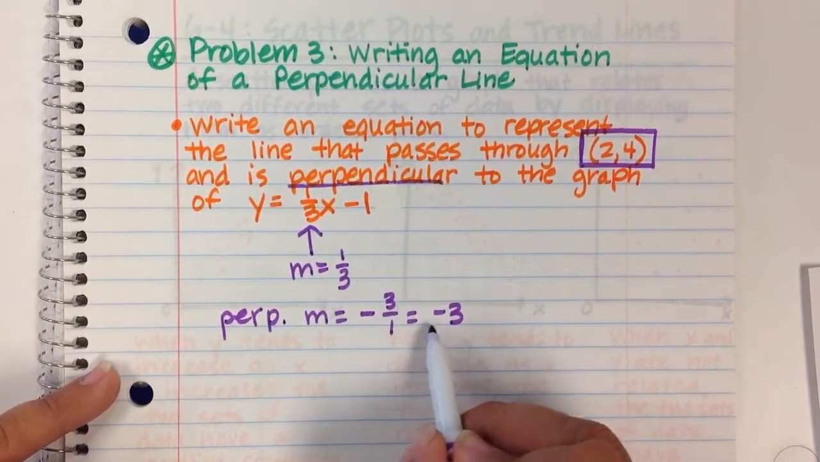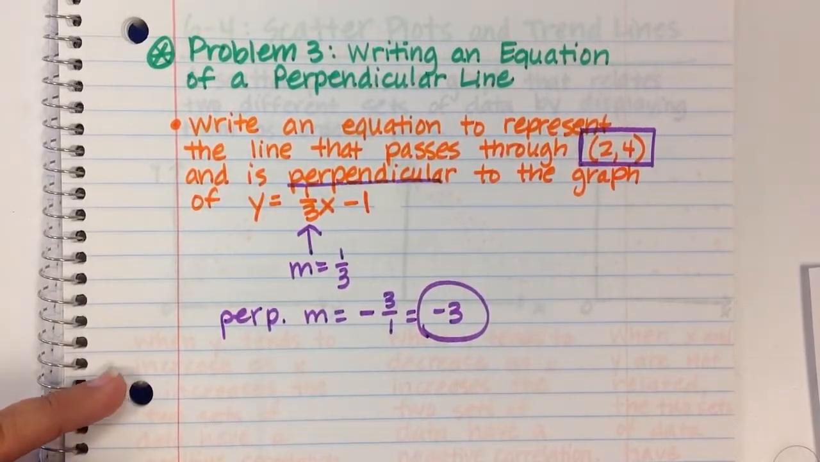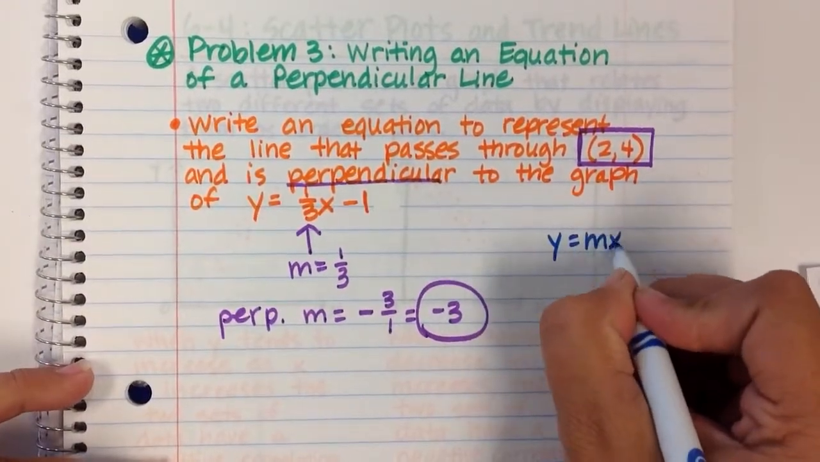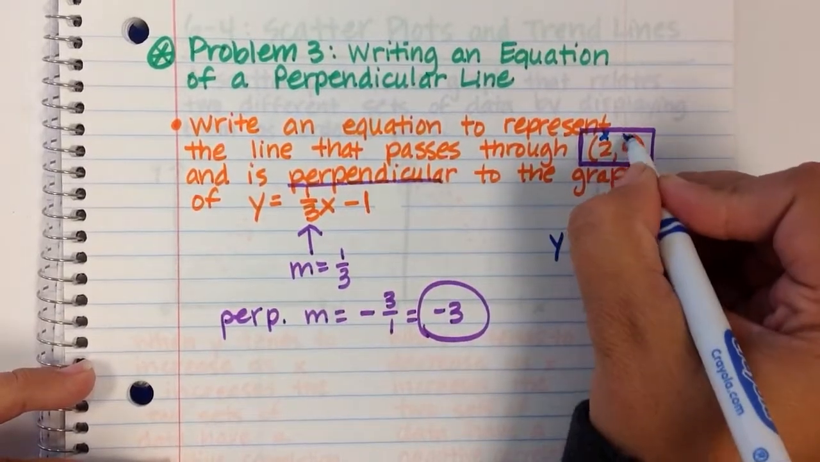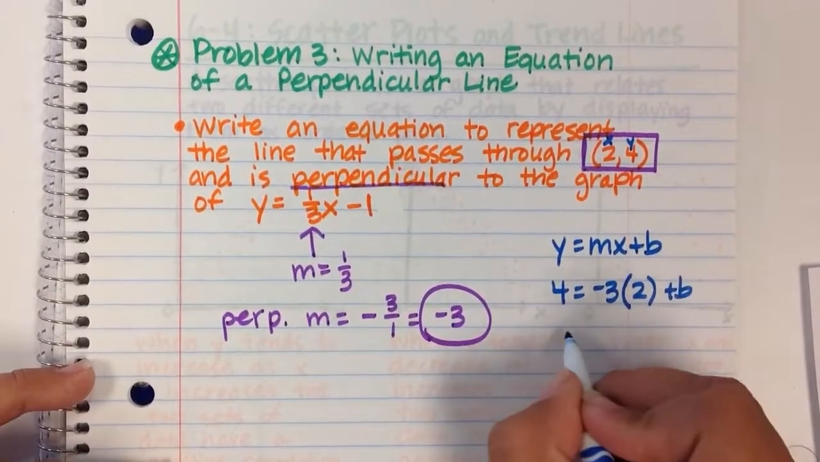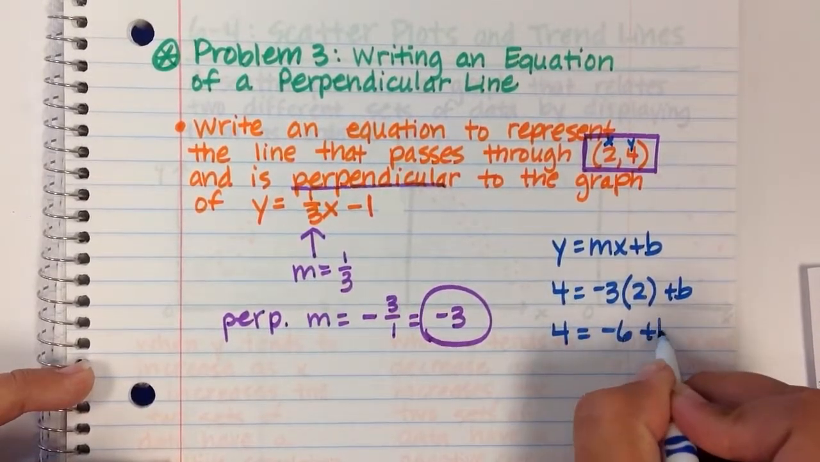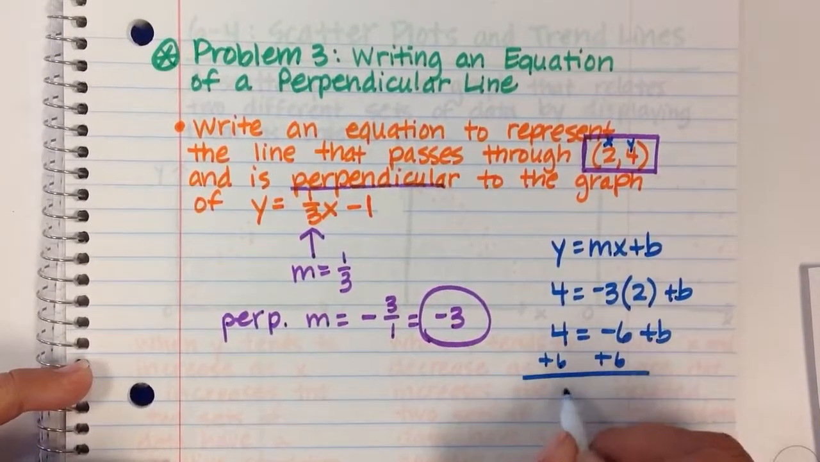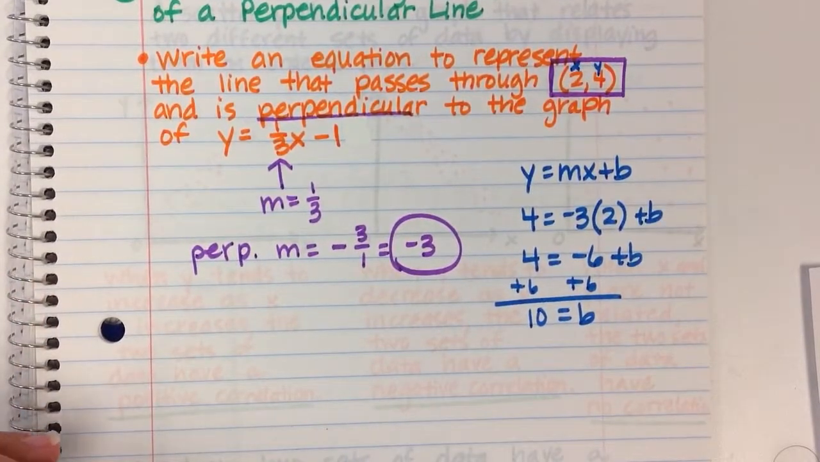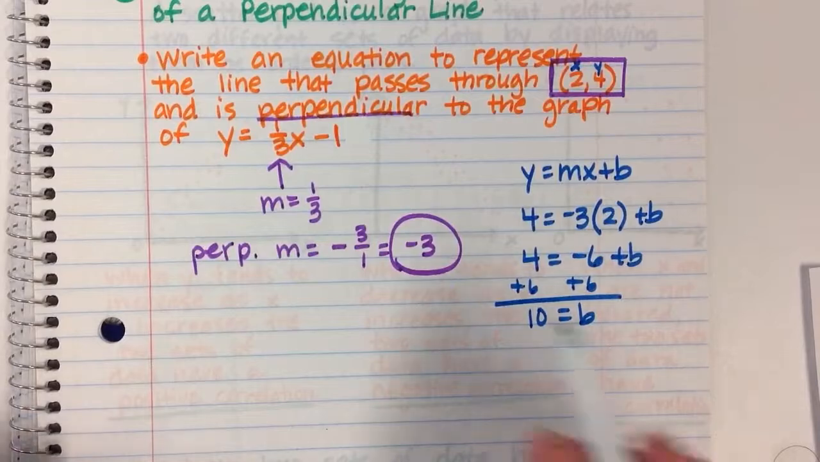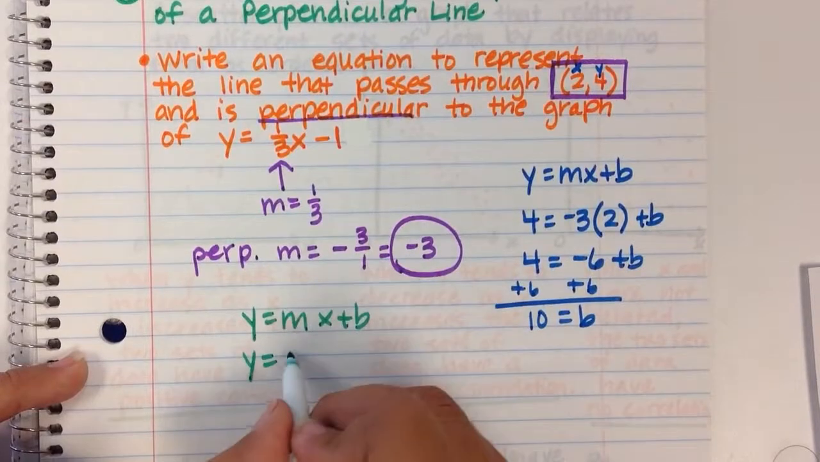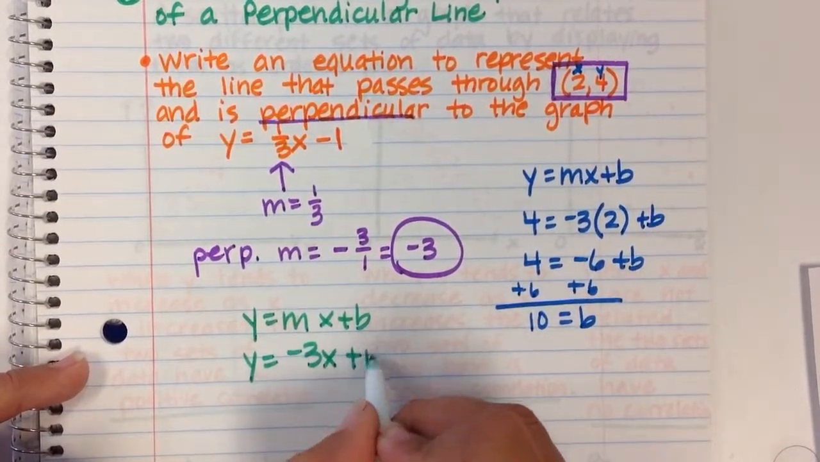So I'm going to use this slope and this point to figure out b. All right, so I'm going to use y equals mx plus b. This is x, this is y, so 4 is equal to -3 times 2 plus b. 4 is equal to -6 plus b. Add 6 to both sides. 10 is equal to b. Alright, so now I know the slope of the new line and the y-intercept, so I can write my new equation. Y is equal to mx plus b. The slope is going to be -3. The y-intercept is going to be 10.